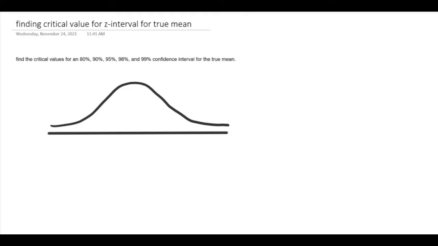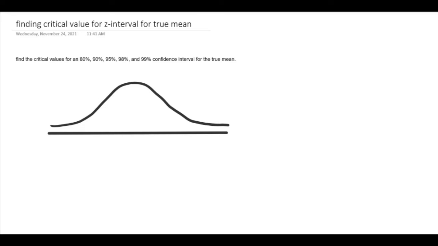Now, if you are a stats fanatic, you may have these percentages, these confidence intervals, memorized. You may know that for an 80% confidence interval for the true mean, z critical is 1.28, and for a 90% it is 1.65. You may know that. But the goal here is to be able to calculate it yourself.